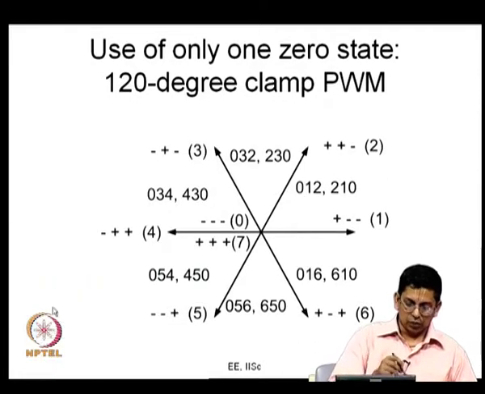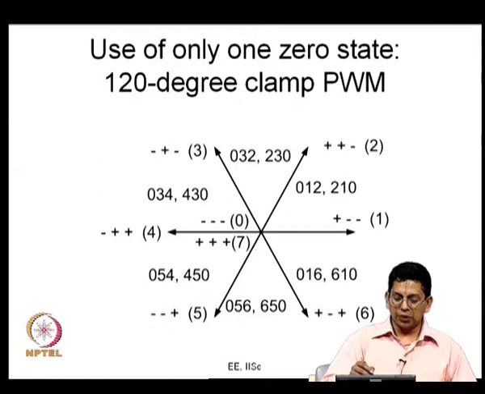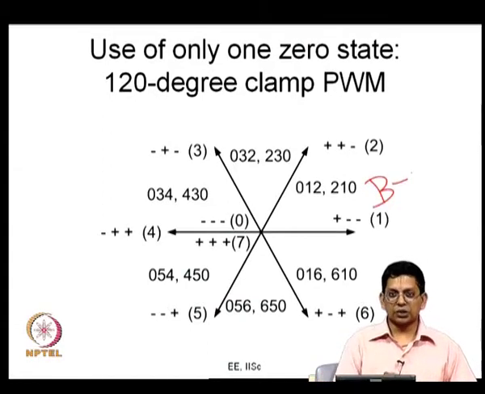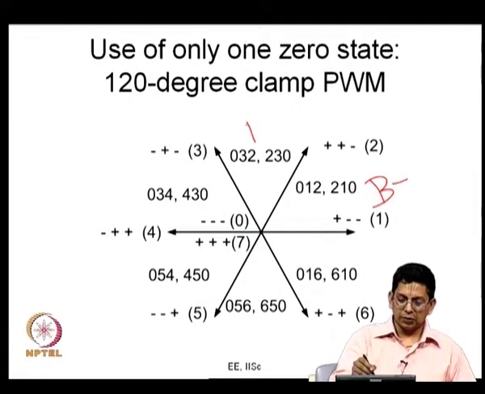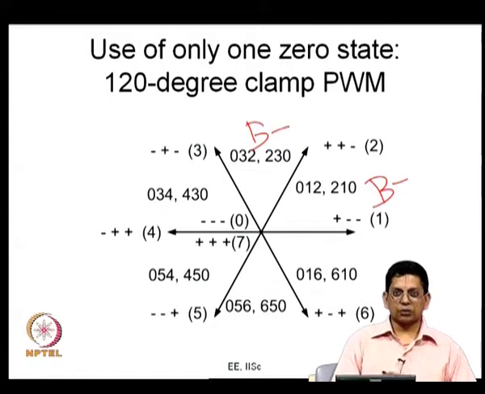Let us just write it down. Which phase is going to be clamped? It is B phase which is going to be clamped, and B phase is going to be clamped to the negative bus. How about here? It is 0, 2, 3. 0 meaning minus, minus, minus, 2 meaning minus, plus, minus, and here it is plus, minus, minus. So, here again it is B phase that is going to be clamped to the negative bus.